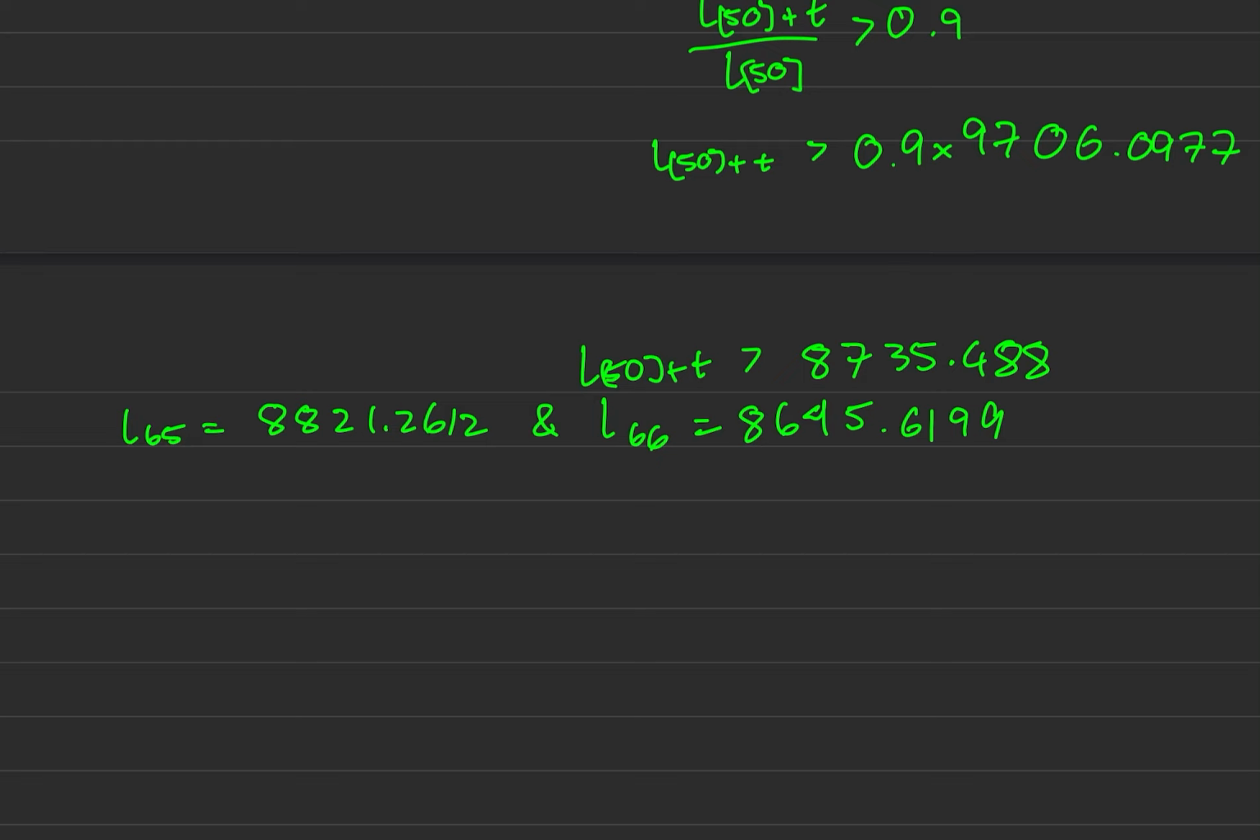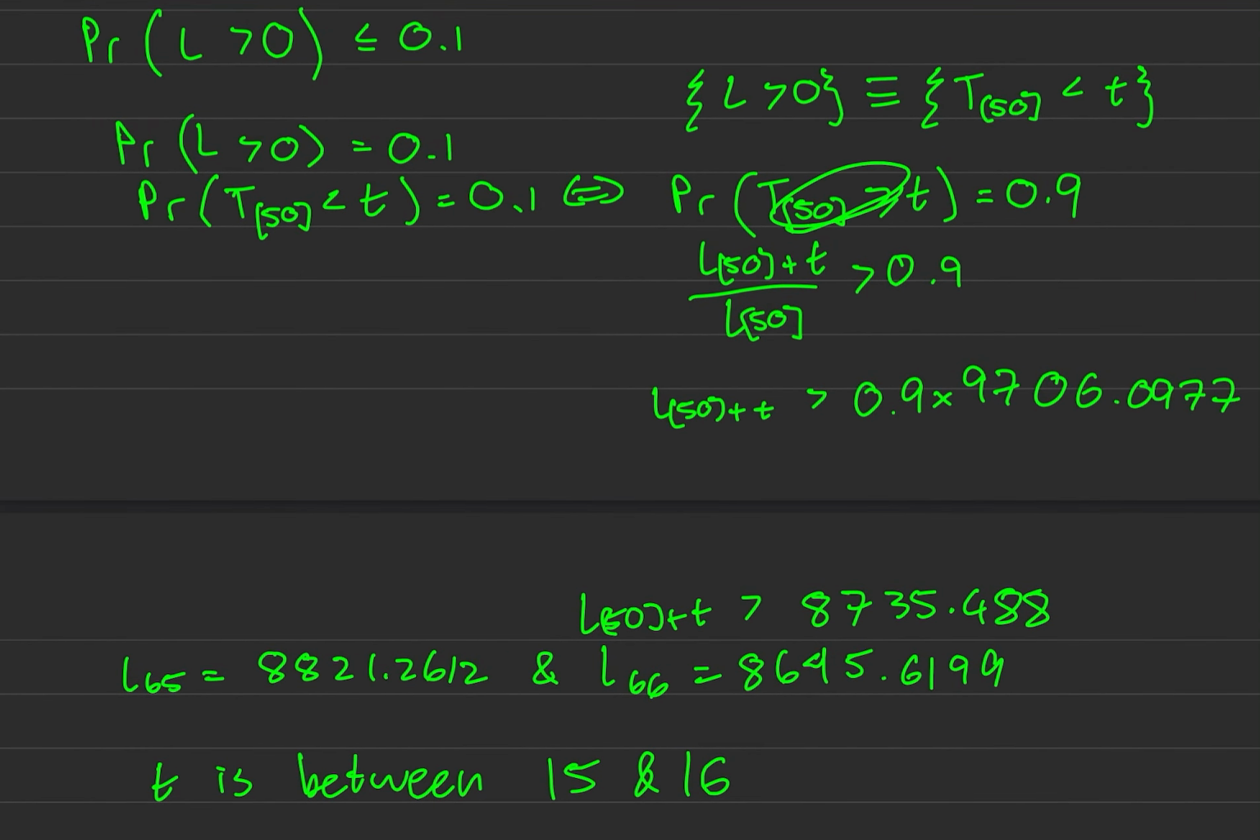Okay, so that means that t lies between 15 and 16. Why 15 and 16? Because 50 plus 15 is 65, and 50 plus 16 is 66. Okay, so t lies between 15 and 16. What was t? Well, t was where T50 had to be greater than or equal to t.